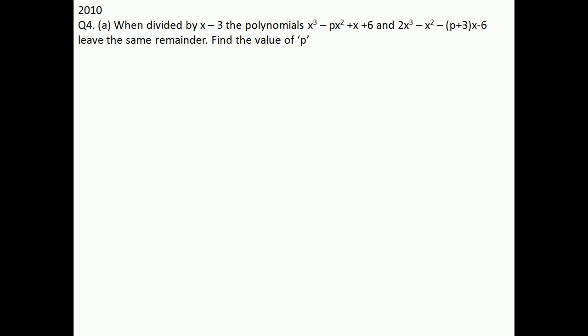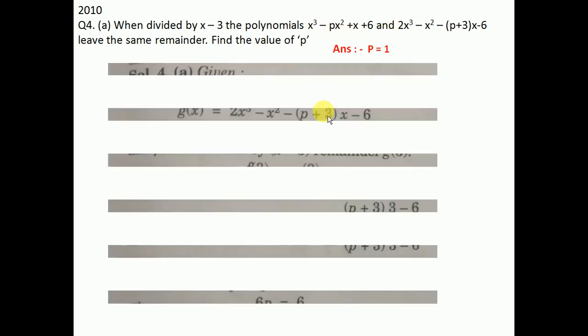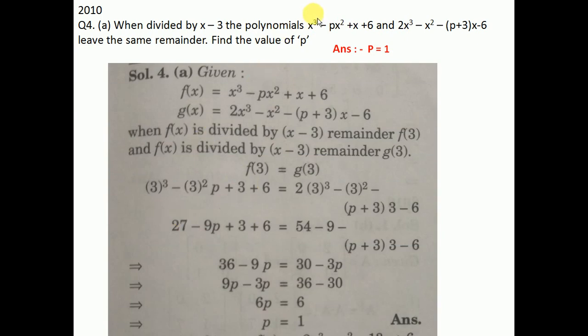Now, one more question. When divided by x - 3, the polynomials leave the same remainder. It is done the same as before. See, it's a compulsory question. Find the value of p. p is missing, but the remainder is the same, which means you can equate both of them by putting x = 3. Put x = 3: 3³ - 3²p + 3, because x is 3. This side is the same as the right side. Simplify, bring p to one side, constants to the other side. p = 1.